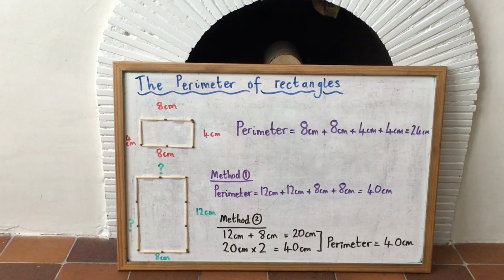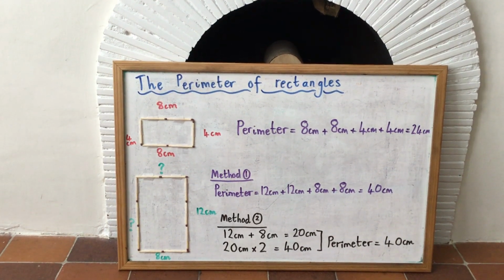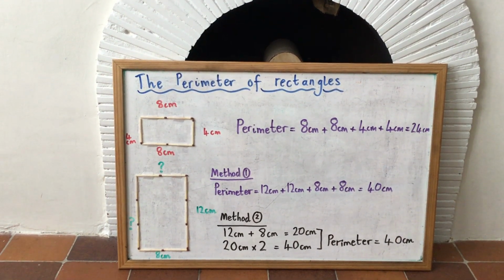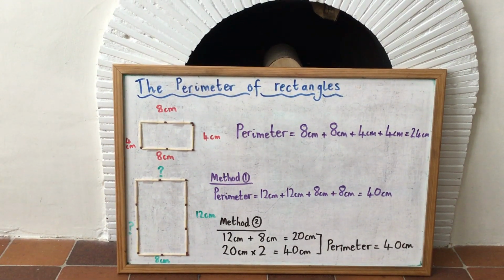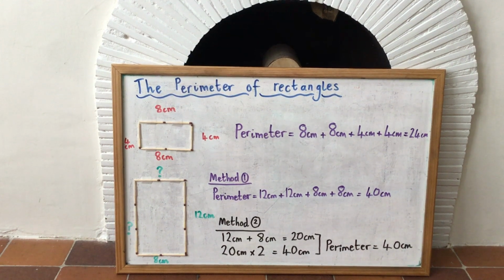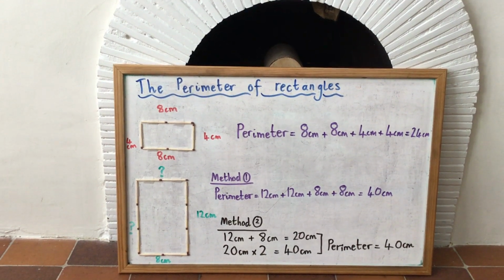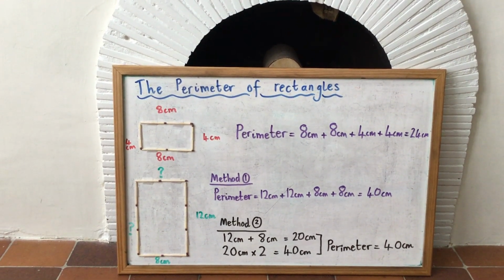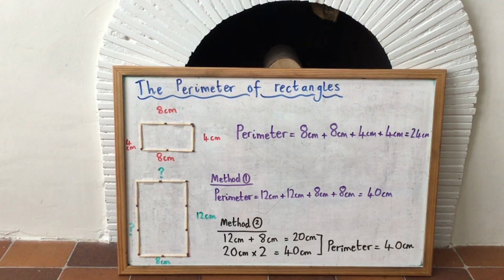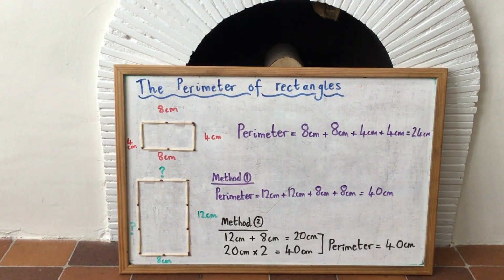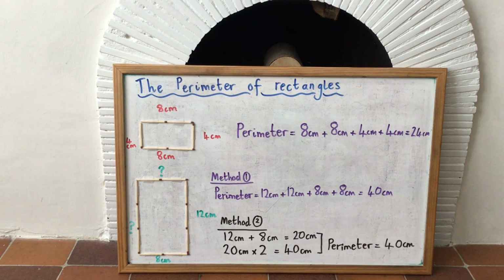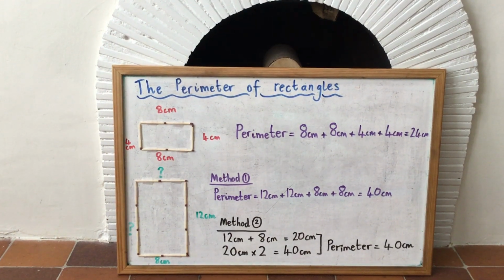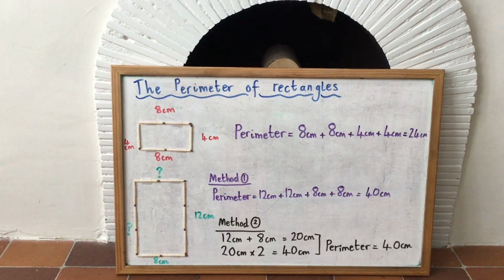So to calculate the perimeter of this rectangle, we simply need to add up the lengths of all of these sides. So the calculation we would do, which is shown in purple, is 8 centimetres plus 8 centimetres plus 4 centimetres plus 4 centimetres. And if you add up the lengths of all those sides, you will get a total of 24 centimetres. Therefore, the perimeter of this top rectangle is 24 centimetres.